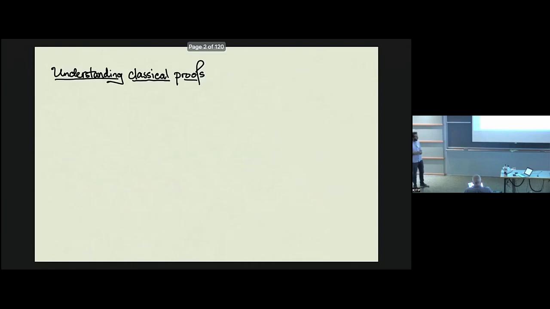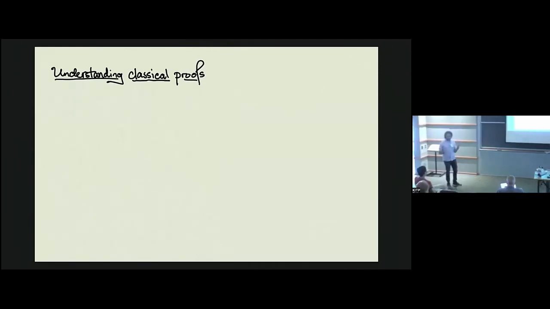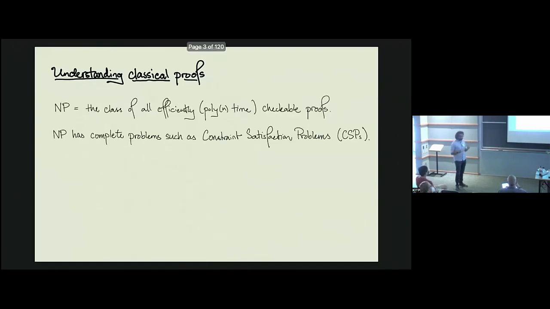But to do that, we need to start with why there's a computer science interest in error correction, and there's computer science error correction from a long line of research. But the big idea in theoretical computer science is all about proofs. Classical proofs are described by this class NP, which is the class of all efficiently, polynomial time checkable proofs. And you've probably heard of P versus NP. And this class NP has these complete problems called constraint satisfaction problems.